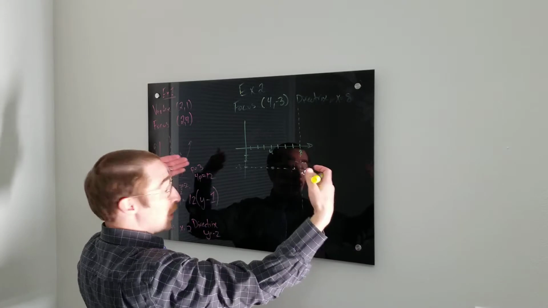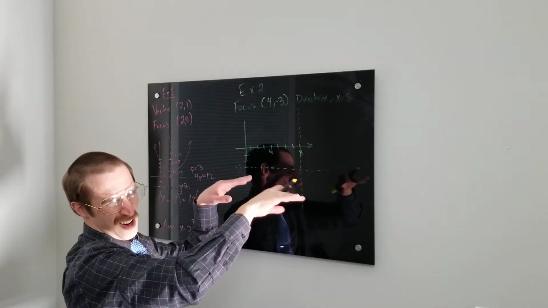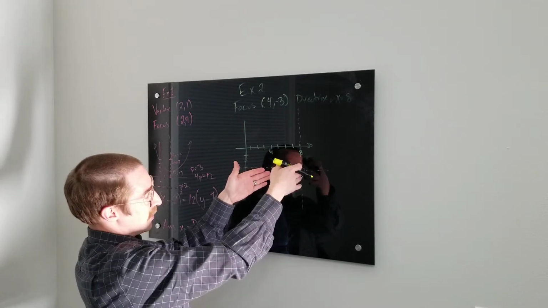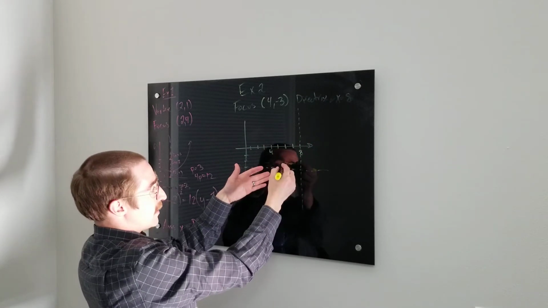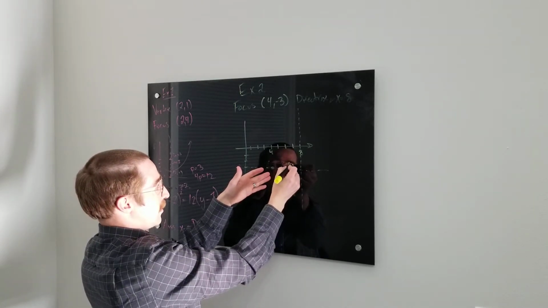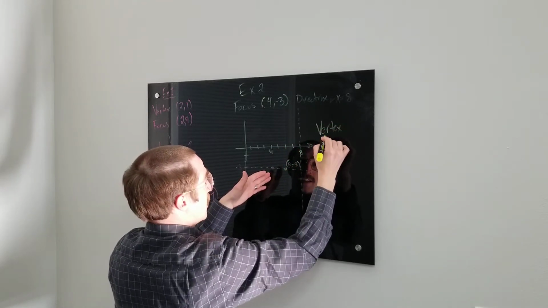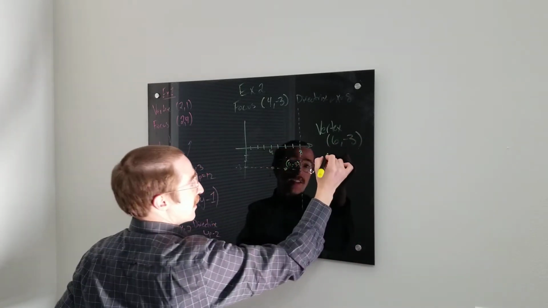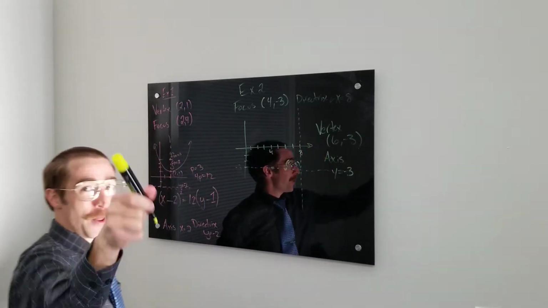So we know that the vertex is going to lie on the axis of symmetry, or just the axis, and it's equidistant between the focus and the directrix. The focus is at 4, the directrix is at 8. That means the vertex is right in the middle at 6, negative 3. So vertex is at 6, negative 3, and the axis is at y equals negative 3.